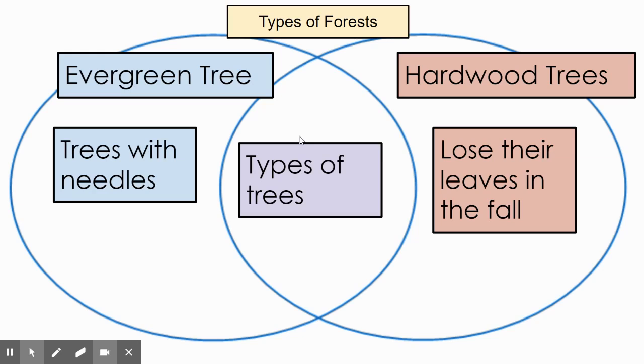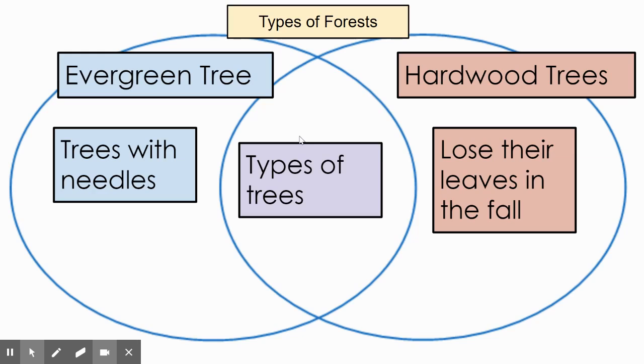On the previous page, I read that evergreen trees are trees with needles, and that hardwood trees are trees that lose their leaves in the fall. So those are ways that those types of trees, evergreen trees and hardwood trees, are different. Evergreen trees don't lose their leaves in the fall. Instead, they have needles. And hardwood trees have leaves that fall off in the fall.